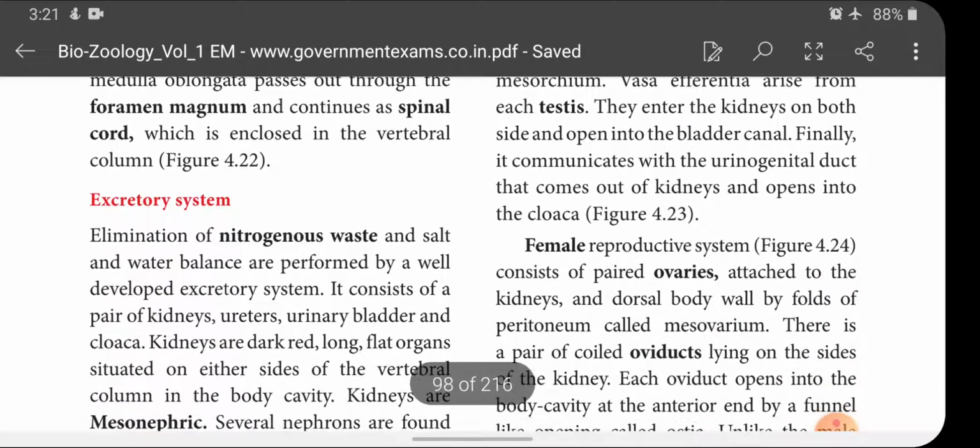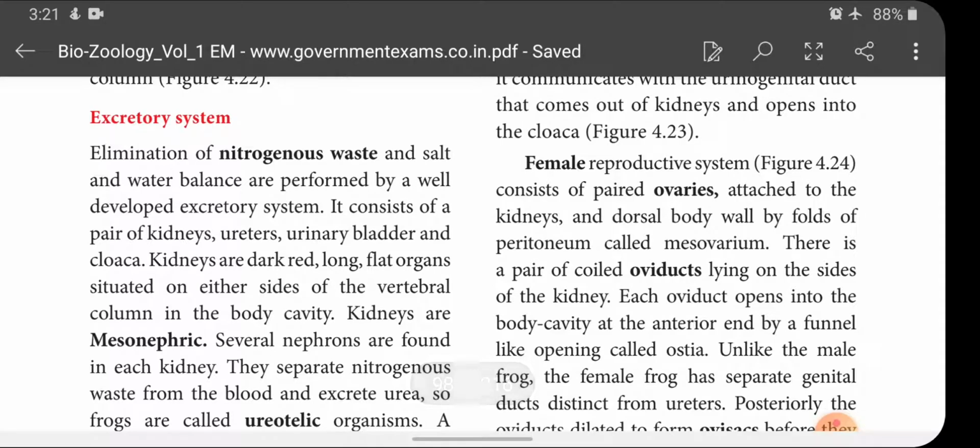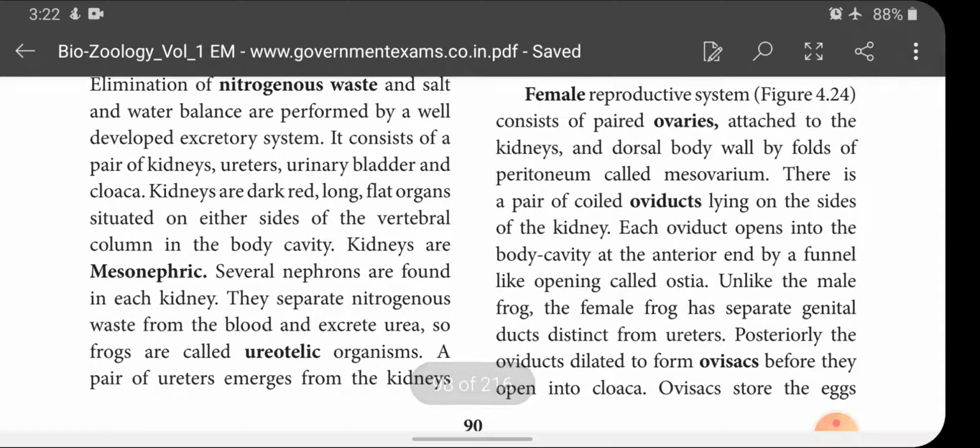Next, we are going to see excretory system of frog. Elimination of nitrogenous waste and salt and water balance are performed by a well developed excretory system. The excretory system consists of a pair of kidneys, ureters, urinary bladder, and cloaca. Kidneys are dark red, long, flat organs situated on either side of the vertebral column in the body cavity. So, kidney, its location and color: dark red, long, flat organs which are situated on either side of the vertebral column in the body cavity.